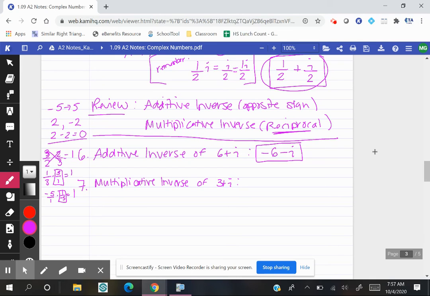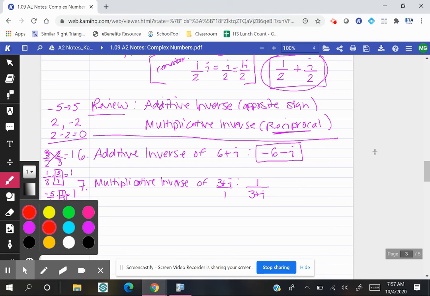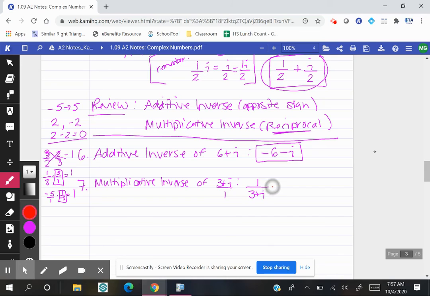So now back to our imaginary ones. If we want to take the multiplicative inverse of 3 plus i, that's really 3 plus i over 1. I'm just going to take the reciprocal. So flip the entire thing. So 1 over 3 plus i. Uh-oh. Now I have an i in the denominator, and I can't have that. So I asked myself, is it a monomial or a binomial? And it's a binomial. So we're going to do like we did in number 5. We need to multiply by the conjugate.